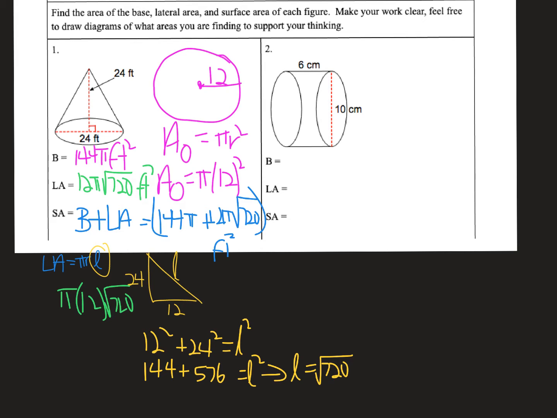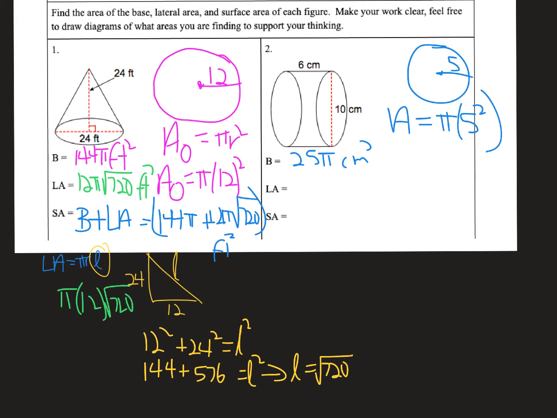The base here, number 2, is a circle also. The diameter is 10, which means the radius is 5. So the area is pi r squared, so that's pi times 5 squared, which is 25 pi, and this is in centimeters squared. All right, now the lateral area of a cylinder.